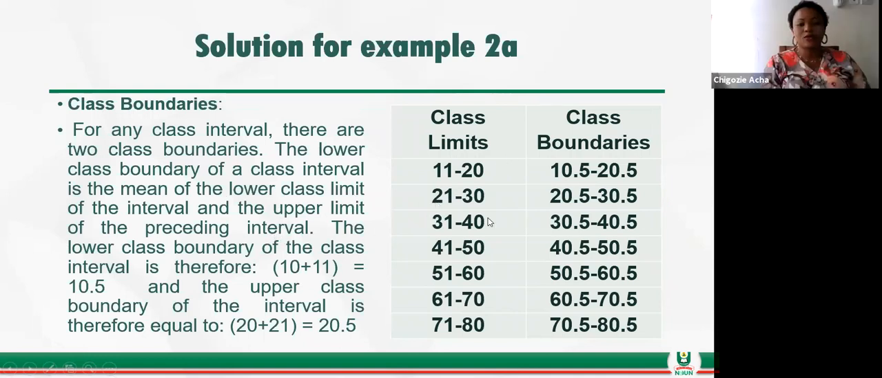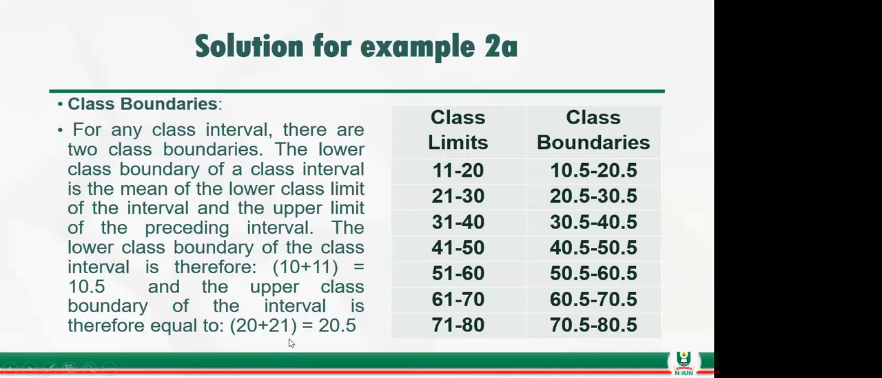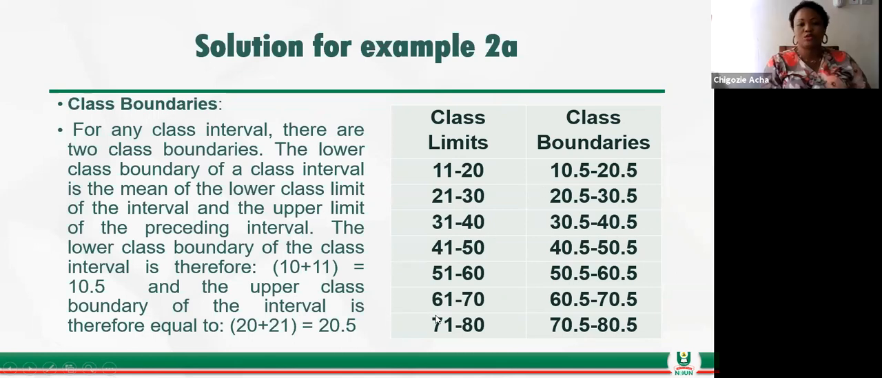That's how you get the other one. For the upper boundary, what you just do is 20 plus 21 divided by 2. The slide didn't capture divided by 2. Are you there? Good. So if you divide by 2, you get the other ones. The other values follow suit.